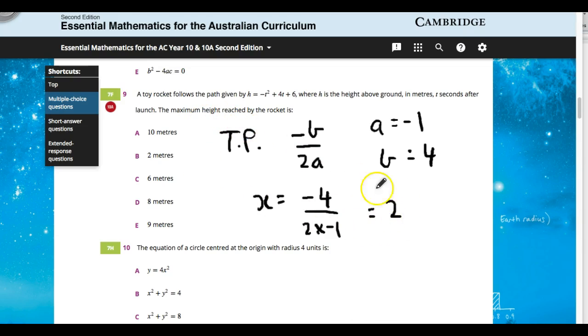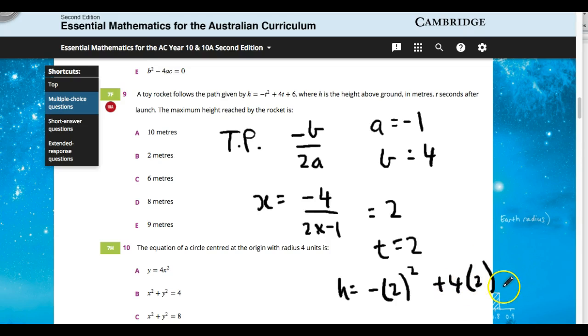The maximum height, so I've written in there x, I should have written t. It happens when t equals 2, so 2 seconds. Now, I just have to substitute that 2 back in. Notice how at the start I've put the negative out the front, because that negative is separate to this 2. So when I square t, I have to square t first and then put the negative in. So we're going to have -4 plus 8 plus 6, which is 10. And your answer is A.